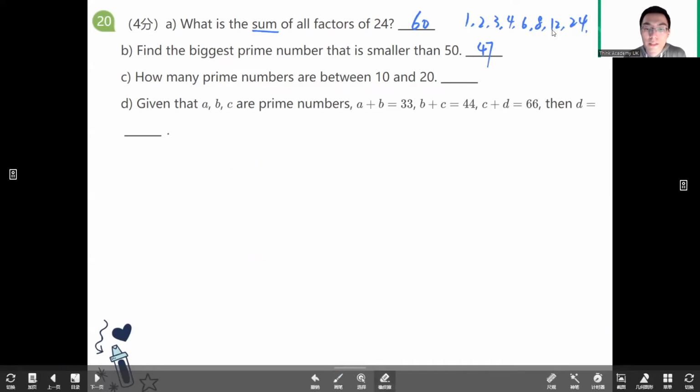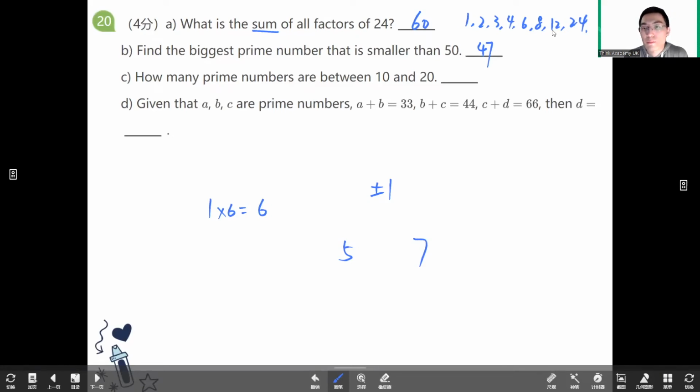Because it has no other factors apart from 1 and itself. There is a technique I can tell you to quickly identify if a number is a prime number or not. That is, you look at the multiples of 6. For example, 1 times 6 is 6, and then you plus or minus 1. 6 plus 1 is 7. 6 minus 1 is 5. Both are prime numbers, but this doesn't always work. It's just a trick for you to identify faster.